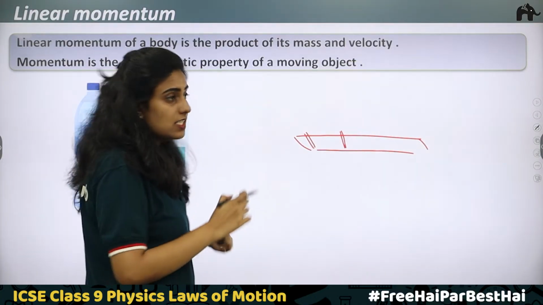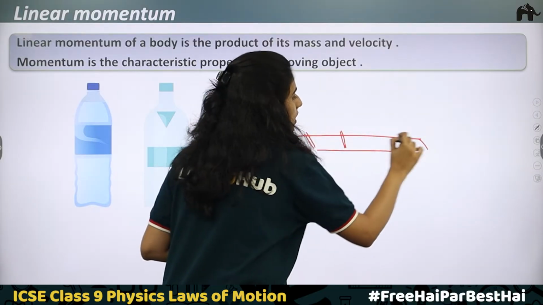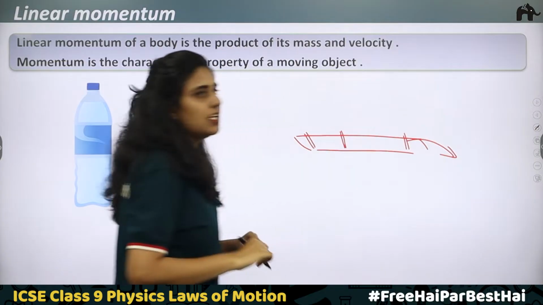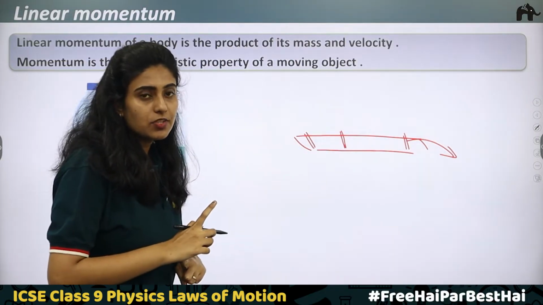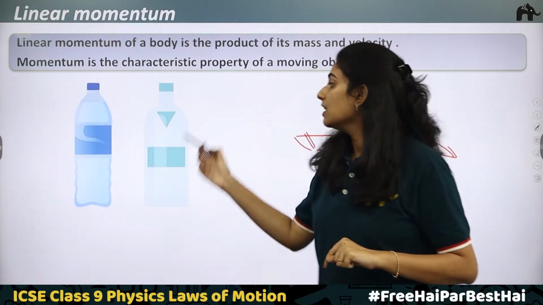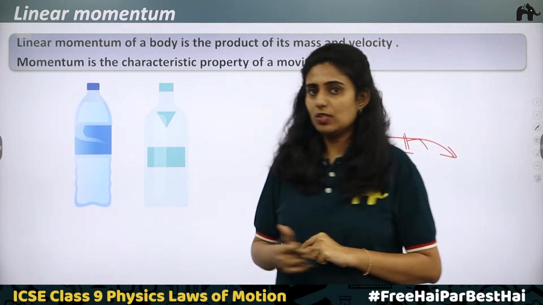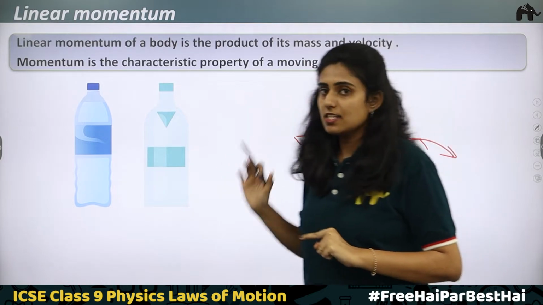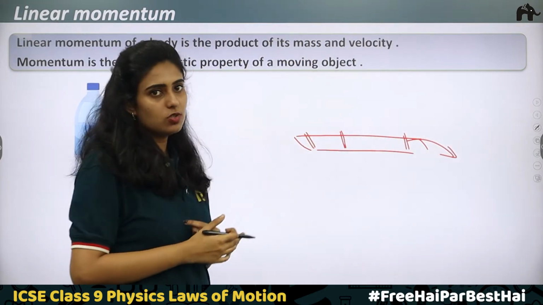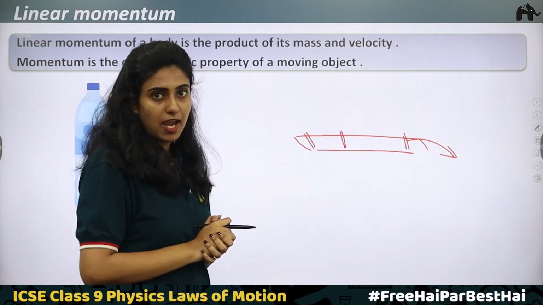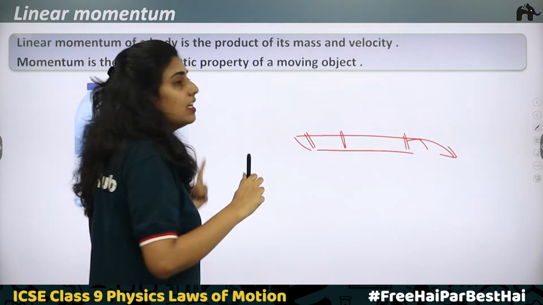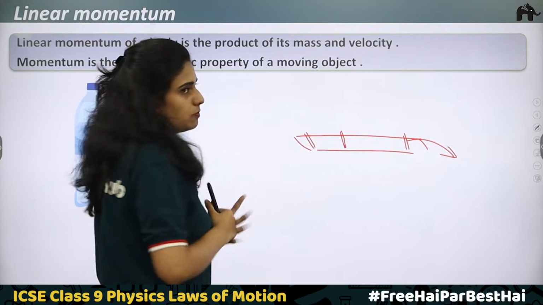Now what happens is it will either move a greater distance, or move a greater distance and then fall down from the table. So what is the reason here? When you compare, the empty bottle's mass is less than the bottle filled with water. When mass increases, we know that the impact will also increase. Here the same force is applied, right? Even though the same force is applied, the impact produced is greater in the case of the massive object.